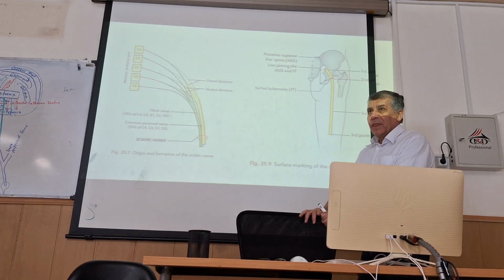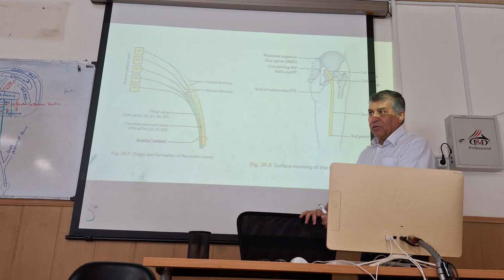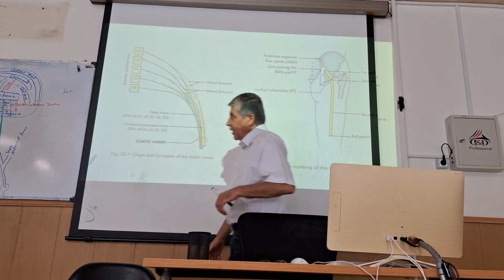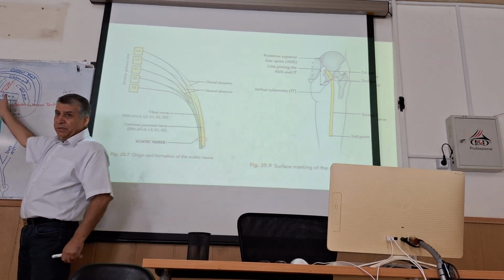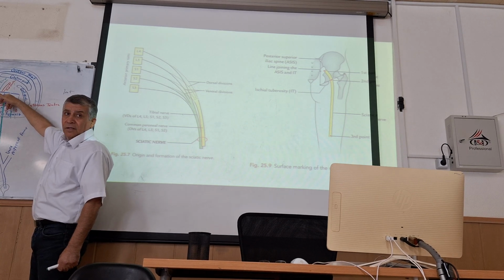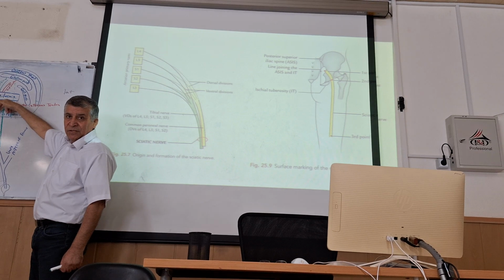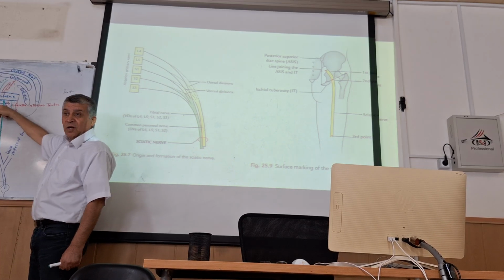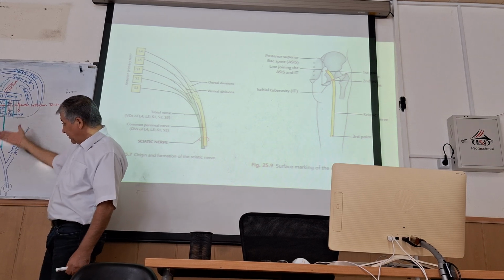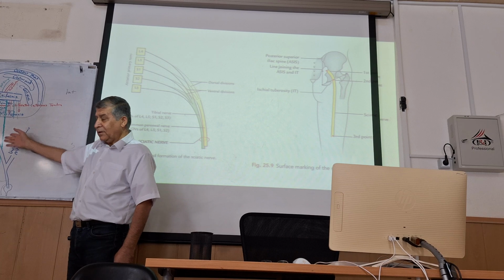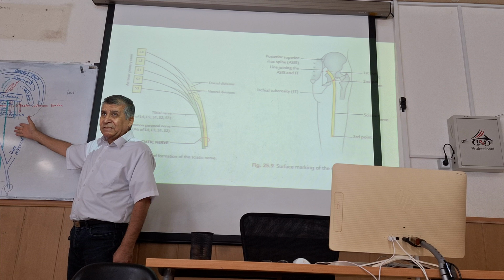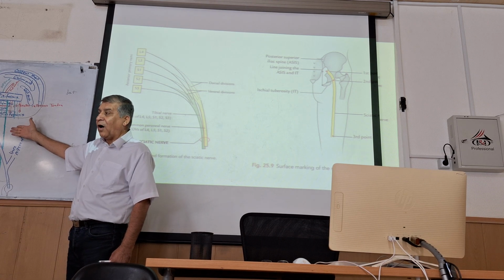What is the bed of the sciatic nerve? From above to below, the sciatic nerve lies on the gluteal region, gemellus superior and inferior, the tendon of obturator internus, quadratus femoris, and this area, and the posterior surface of the thigh.